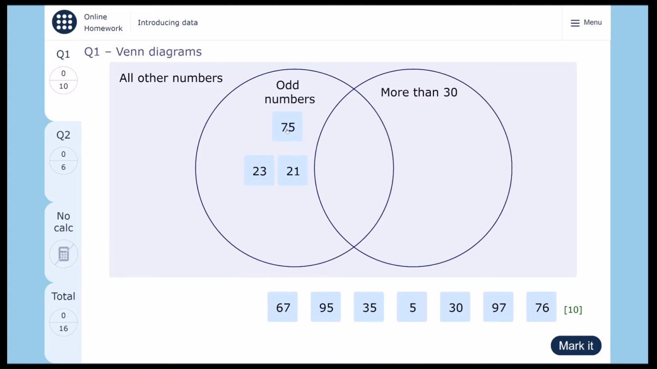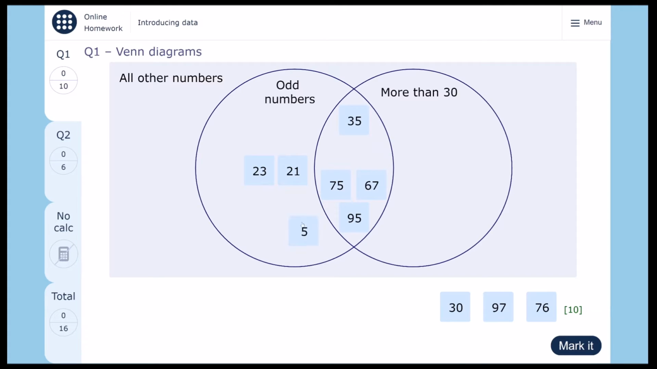75 is odd and it's more than 30, so because it's both of them, it should go in the middle. The number 67 is odd and it's more than 30, so I put it in the middle. 95 is odd and it's more than 30, so it should go in the middle again. 35 is odd and it's more than 30, so I put it in the middle.